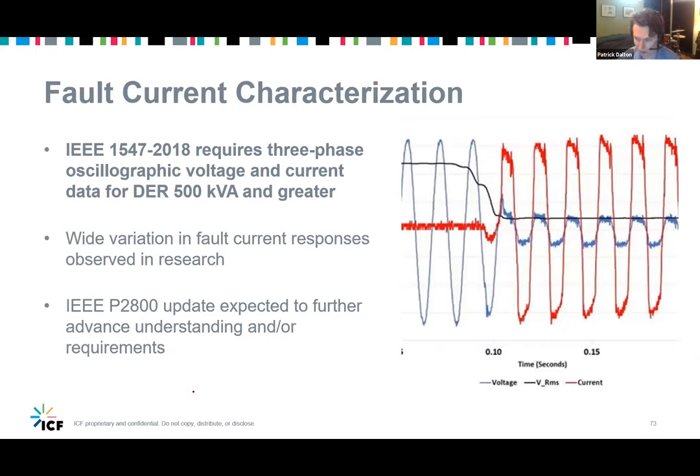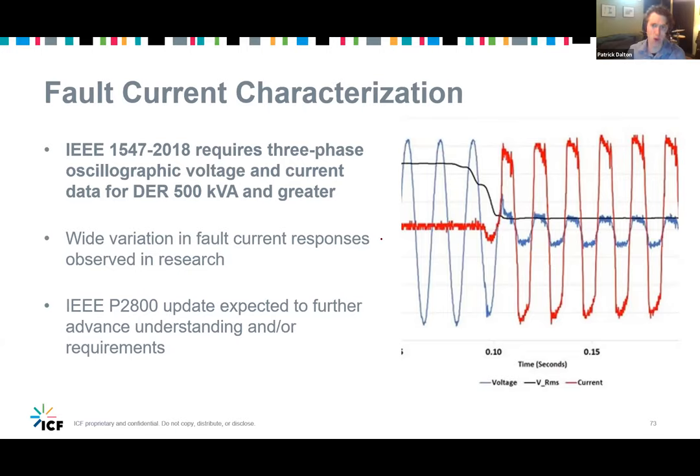And then finally, before we take another quick break here, is the fault current characterization. Going back to IEEE 1547 again, this is an improvement, I think, that it requires three-phase oscillographic voltage and current data for the larger DER units defined at 500 kVA and greater. And we talked about why that's important before, because there's a very wide range of responses.